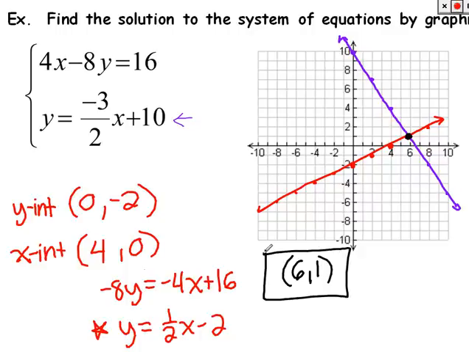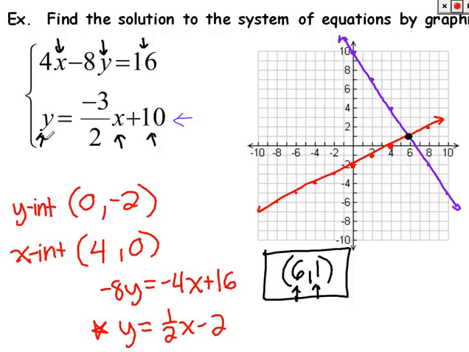Now, how could I check that my solution is correct? Well, I could plug in 6 for x and 1 for y back into the original equation. So if I take 4 times 6 minus 8 times 1, I'm going to get out 16. Also, if I take -3/2 times 6 plus 10, I should get out 1.